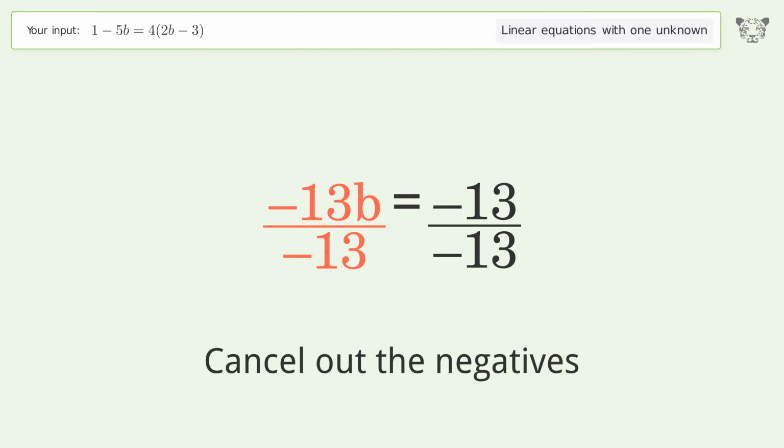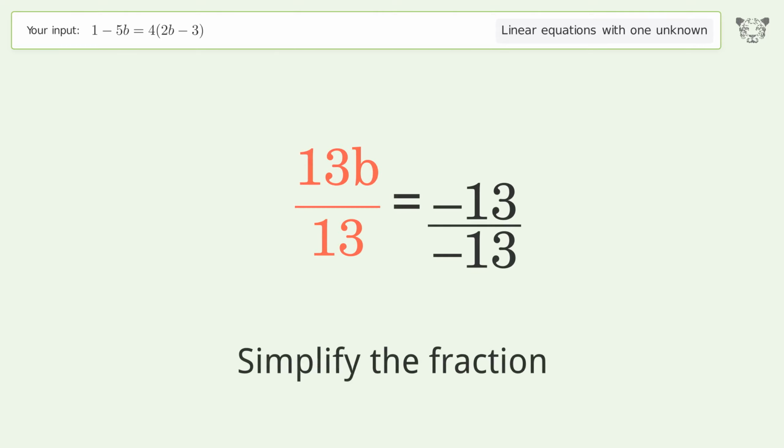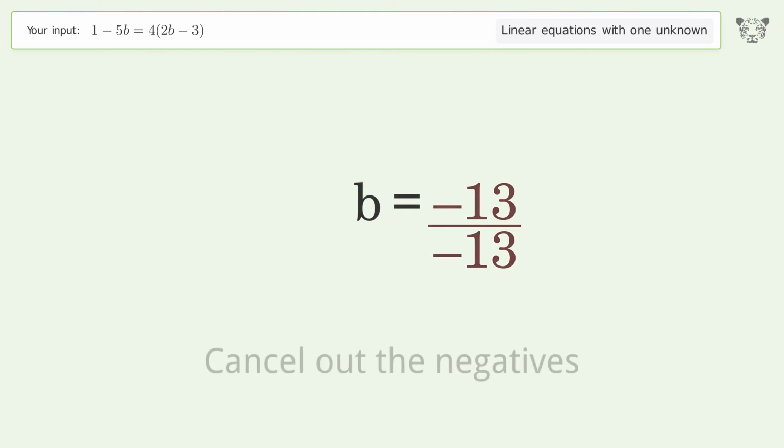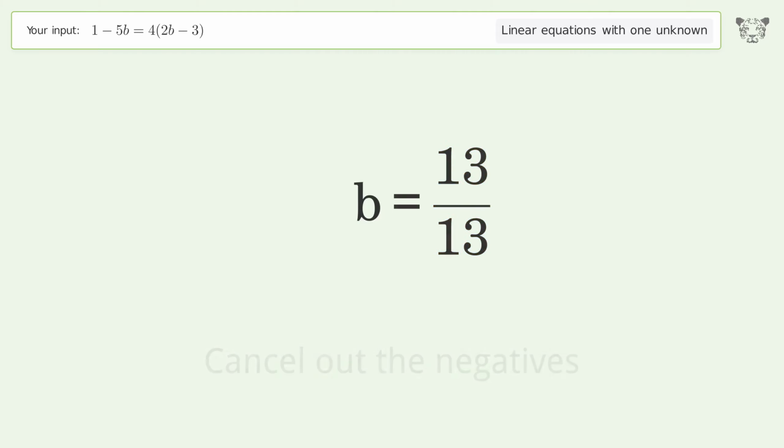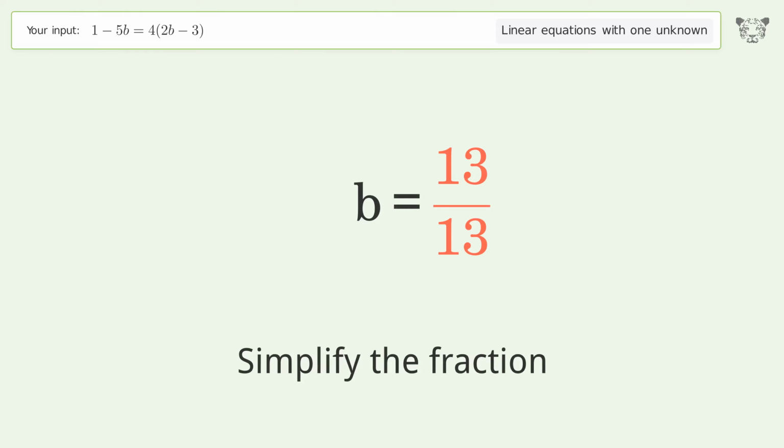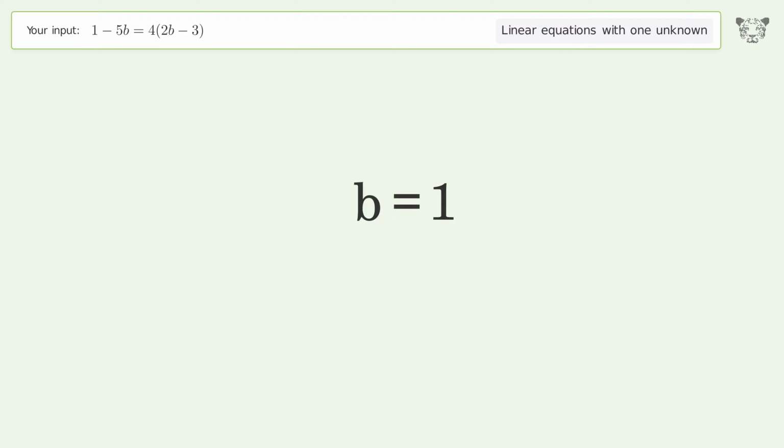Cancel out the negatives. Simplify the fraction. Cancel out the negatives. Simplify the fraction. And so the final result is b equals 1.